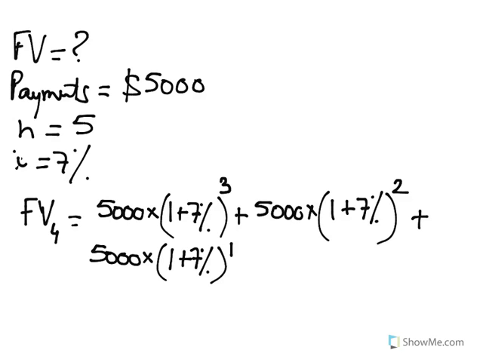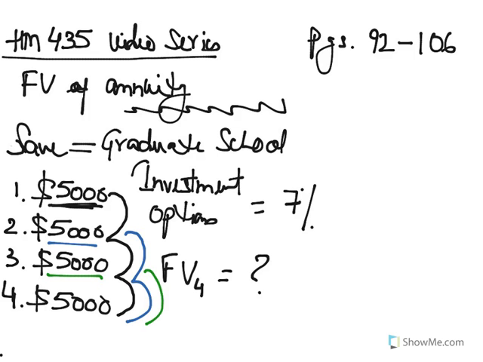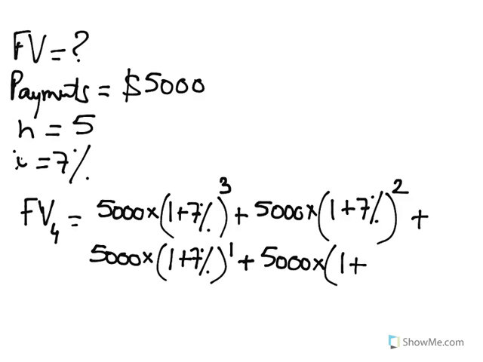Okay, and then you have the next $5,000. Do we need to move this any year? Just going back, well, this $5,000 is already in the fourth year. So no, you don't need to move it at all. However, if you follow the logic, 3, 2, 1, 0. Anything to the power of 0 is 1. Therefore, this whole thing will become 1, and the $5,000 will remain $5,000.